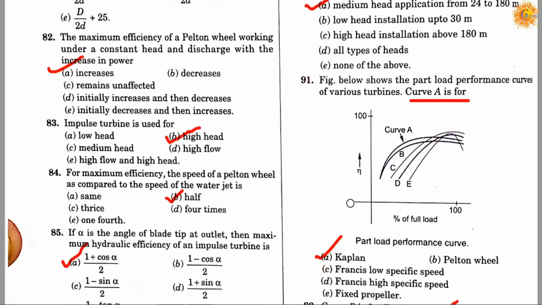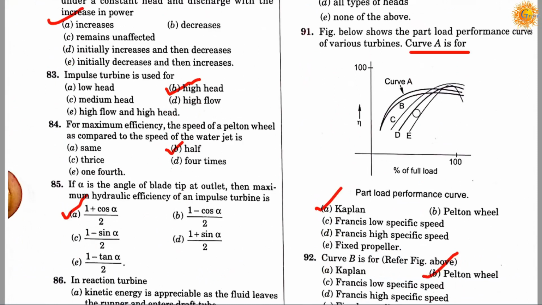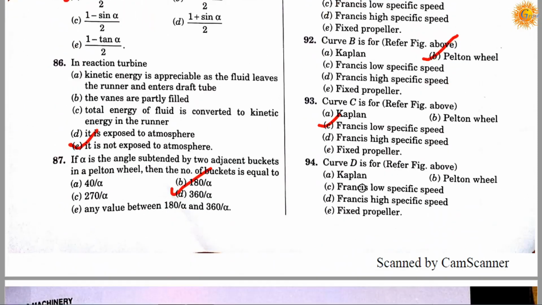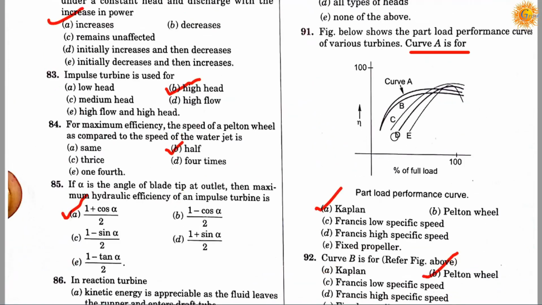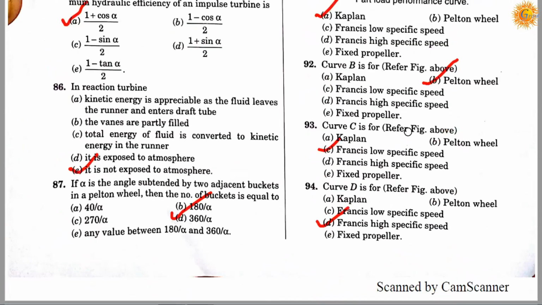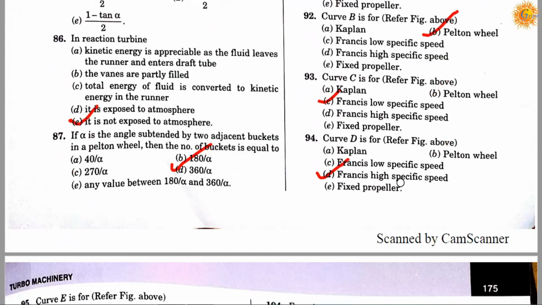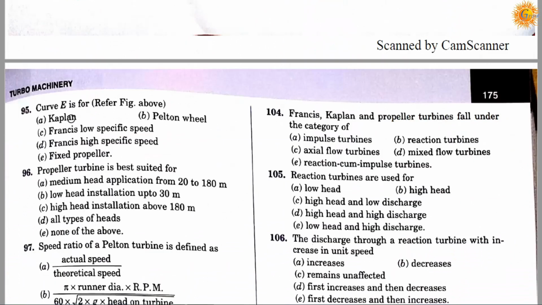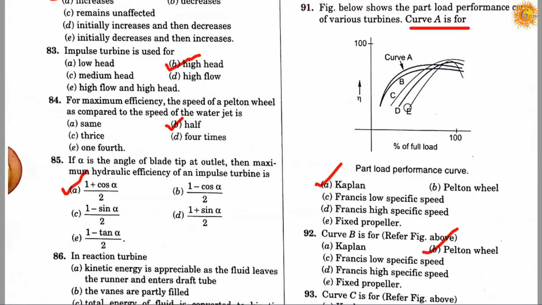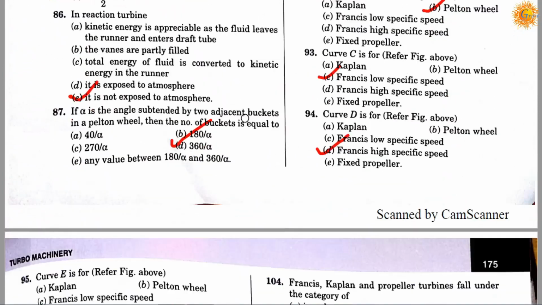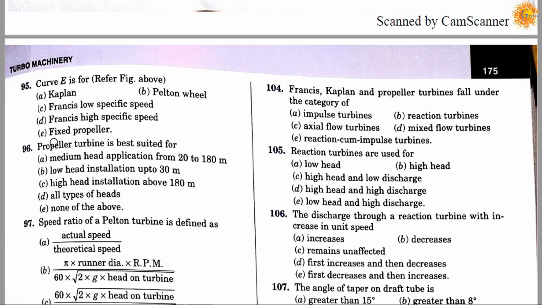Now for the curve D. This curve D is for what? The correct answer is D. It is used for Francis high specific speed. This one is the curve D, and curve D is used for Francis high specific speed. Question number 95 is asking for the curve E. So you can see this last curve E is used for what? The correct answer is E. It's for the fixed propeller.